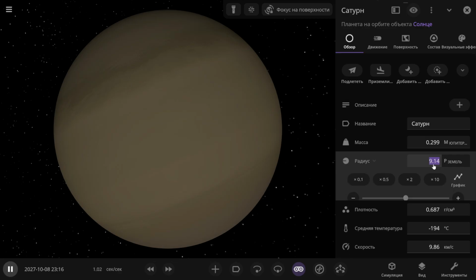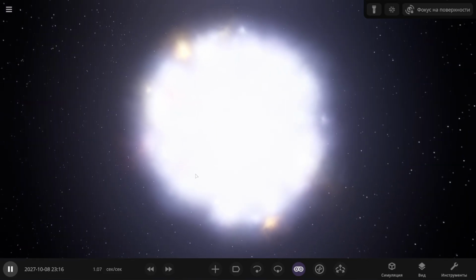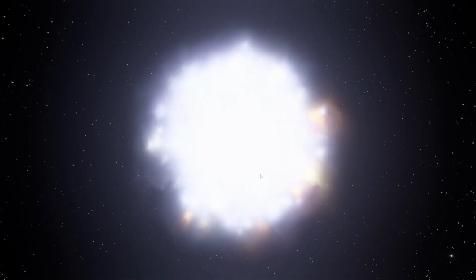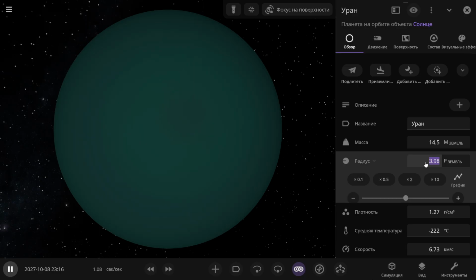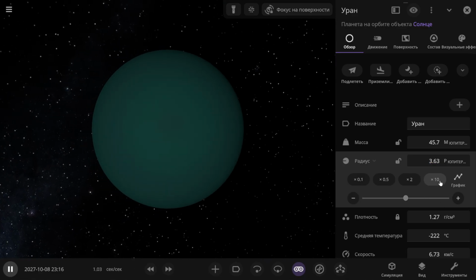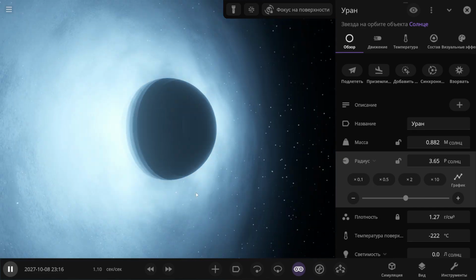Now Saturn. First, I increase its size by 10 times and it turns into a star again. But I make it 10 times bigger once again, and the very same thing happens as with the gas giant Jupiter. This particular planet just seems to have actually exploded. Maybe Uranus won't explode? Let's try playing around with it. I make its radius 10 times bigger. It didn't turn into a star. And then 10 times bigger again and it became a star. But it doesn't seem to have exploded.